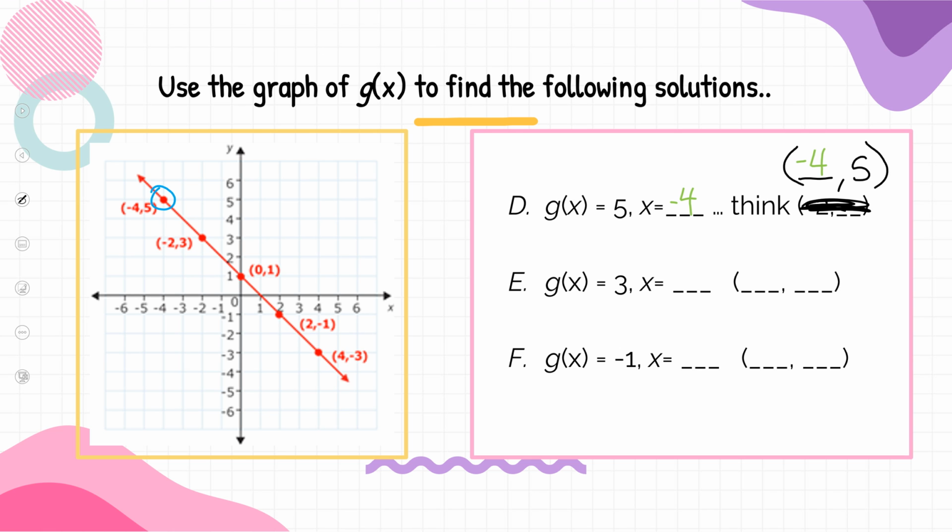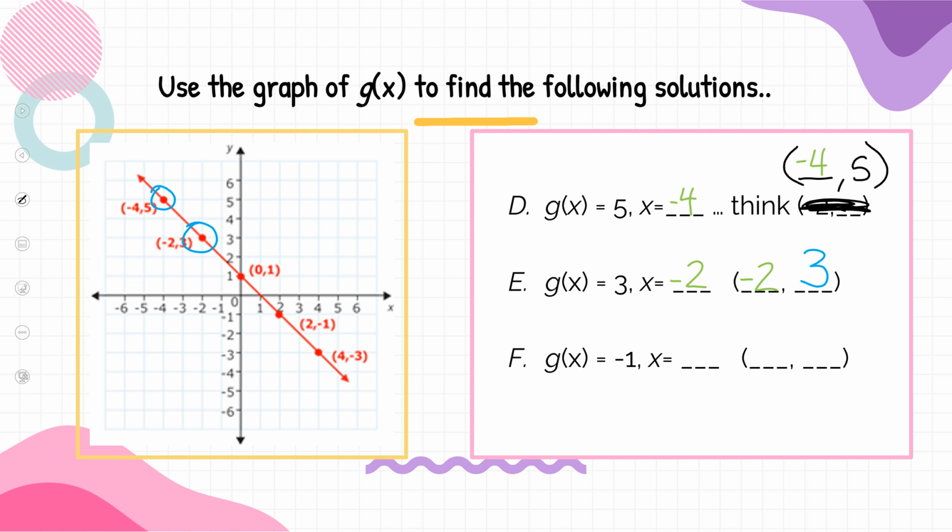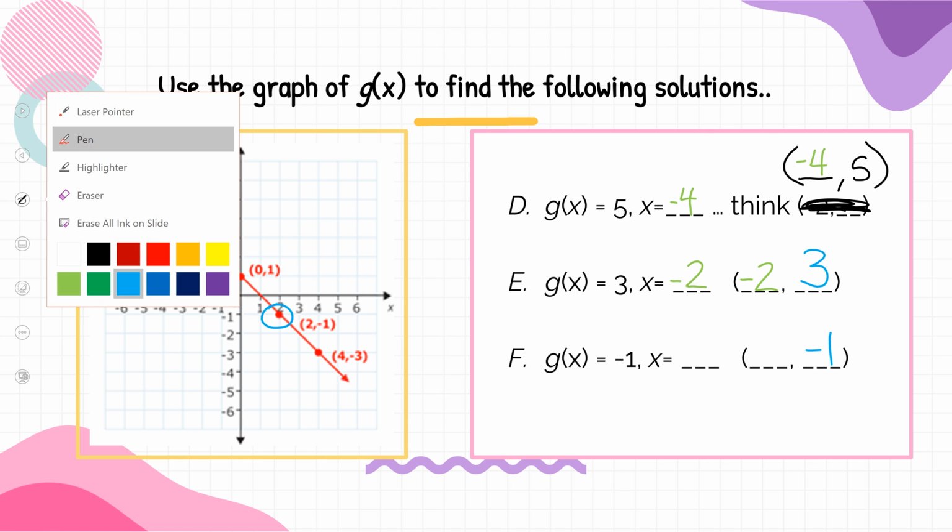Let's find when our g of x is equal to 3. That means our y value equals 3. It looks like we're at the point negative 2, 3, giving us an input of negative 2, and our output is positive 3. Then if I look at g of x equal to negative 1, that means our y value is negative 1. So we're going to be at the point 2, negative 1. So our y value is negative 1, and our x value there is 2.